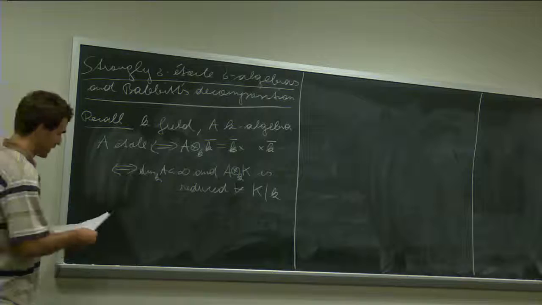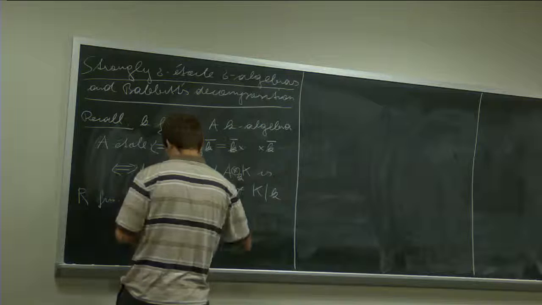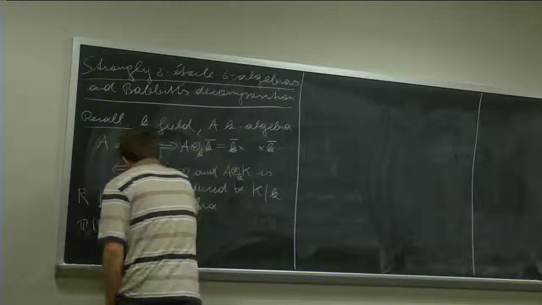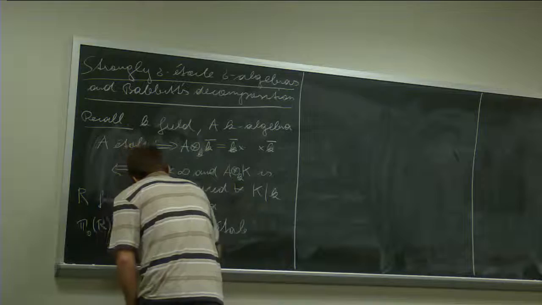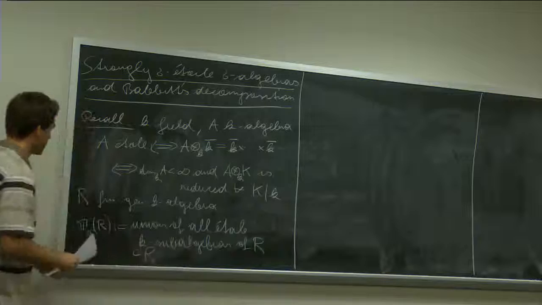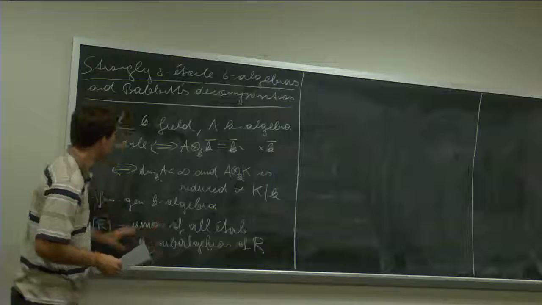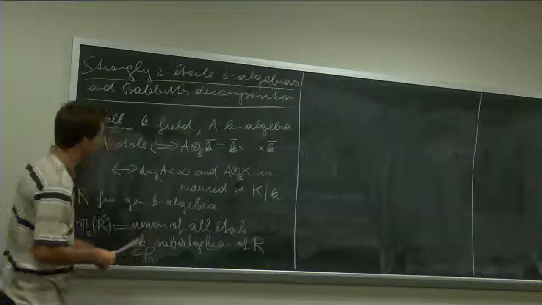Now if R is any finitely generated K-algebra, then we can look at pi zero of R, which by definition is the union of all étale K-subalgebras of R. So this is a subset of R, and in fact one can show that this is a subalgebra of R. So it's defined as this union, but in fact it's the largest étale subalgebra of R. Here R is any finitely generated K-algebra, and this is related to the geometry.